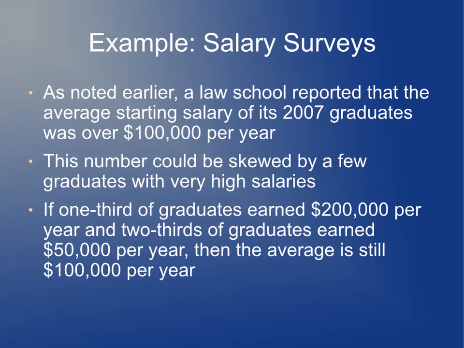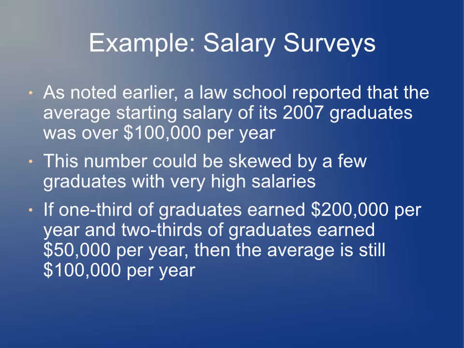So let's go back to the salary survey example. Say a law school reports the average starting salary of its graduates was over $100,000 per year. Well, let's say that 1/3 of their graduates earn $200,000 per year and the other 2/3 earn $50,000 per year. You would still have an average of $100,000 per year. But if you went to law school thinking that you're likely to earn $100,000 per year, you could be in trouble because 2/3 of people would not actually do that.